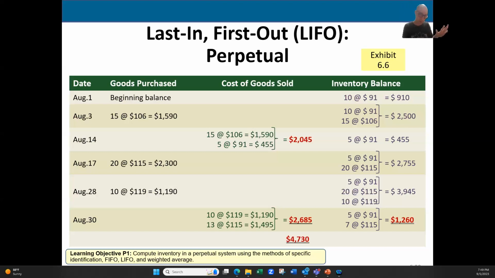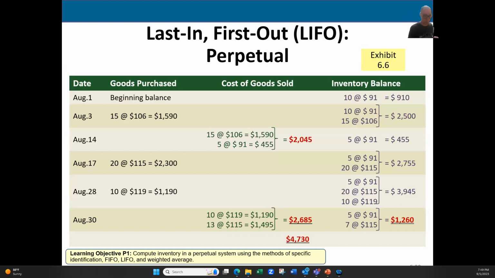Inventory balance, 5 units at $91 a piece, because remember, I sold through all of the purchases I made on August 3rd. So 455 inventory balance on August 14th. Then I purchased another 20 bikes August 17th at 115. Add that to my inventory. August 28th, just 10 more bikes at 119. Add that to my inventory.